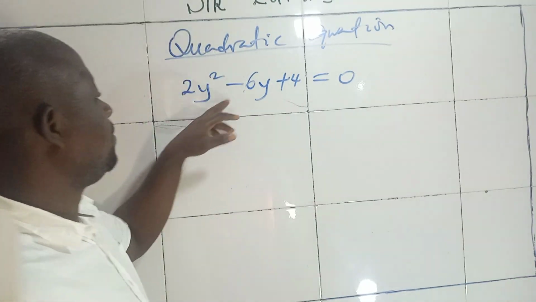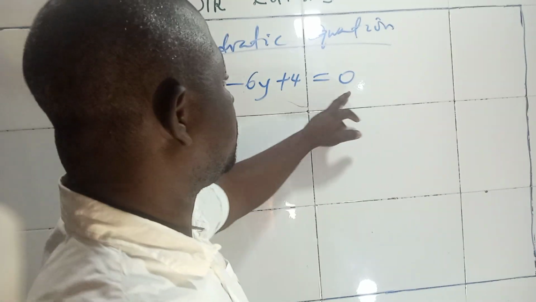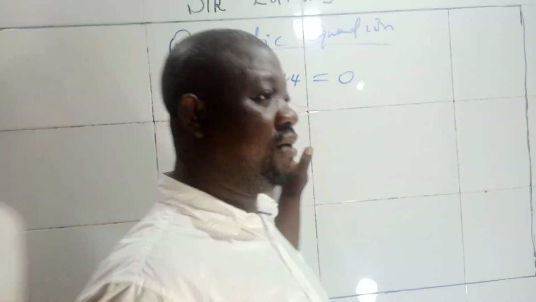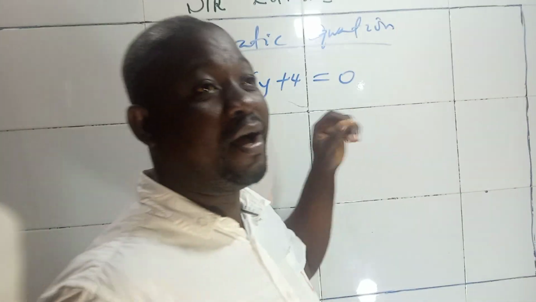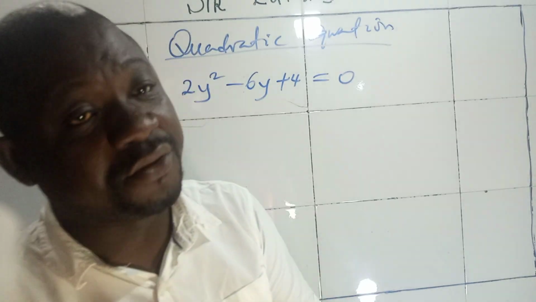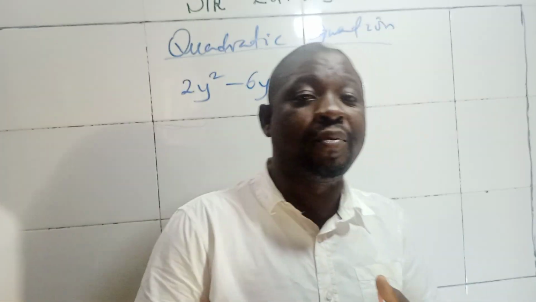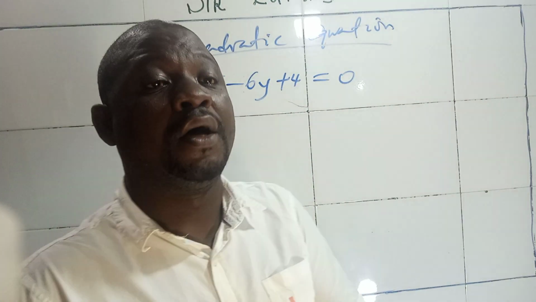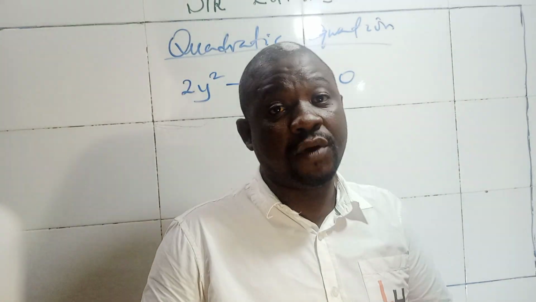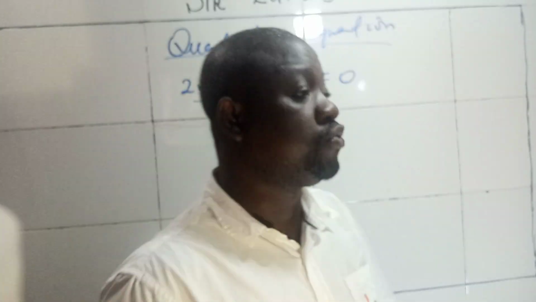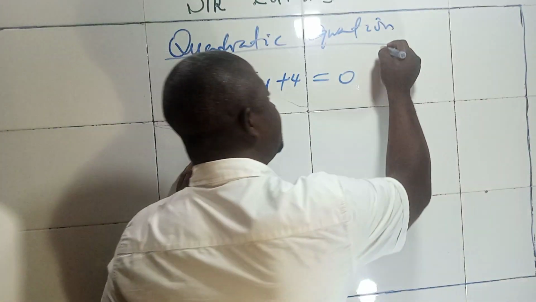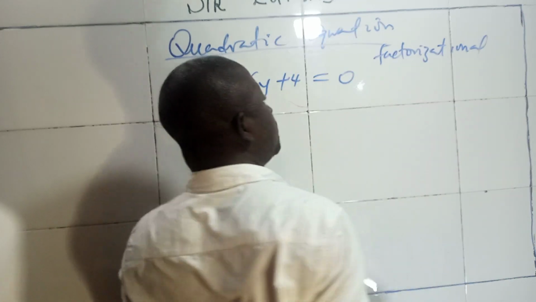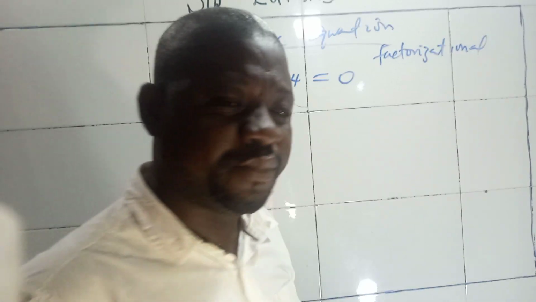So you have 2y squared minus 6y plus 4 is equal to 0. There are different ways you could go about this, as in getting the values of y. y will have two values. It's either you use the factorization method, or you use the completing the square method, or you use the quadratic formula that is popularly known as the almighty formula. So today I want to talk about the factorization method. Very simple. Just follow it.